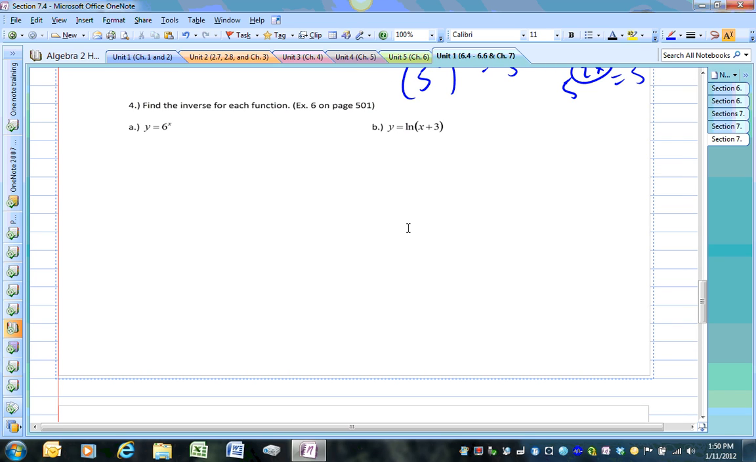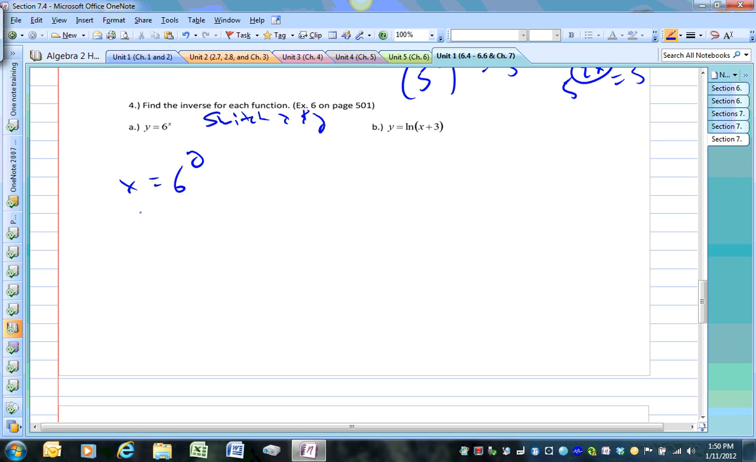For number 4, you have to find the inverse for each function. Now remember, you switch x and y. So that's easy enough, right? x equals 6 to the y. But now, what we have to do is isolate y.